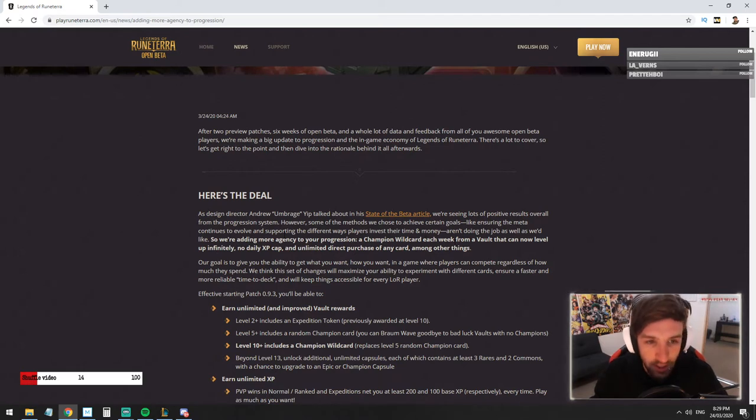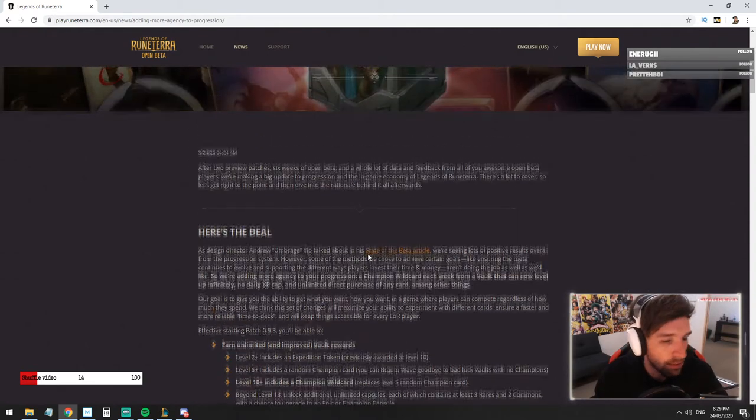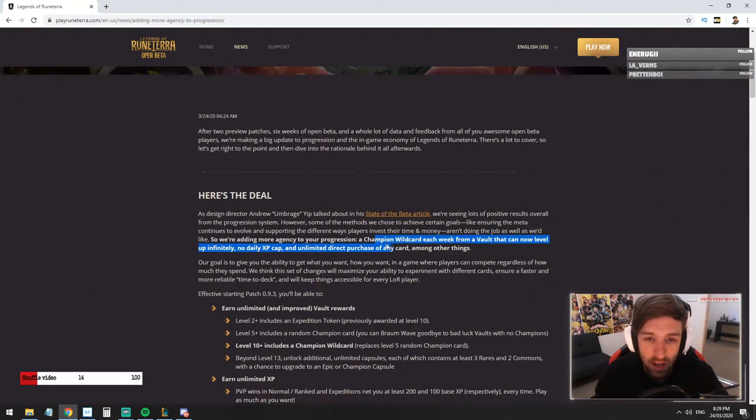Okay, I'm listening. So we're adding more agency to your progression. Here we go, 360 moment right here. A champion wildcard each week from the vault that can now level up infinitely. No daily XP cap. This is the one that makes a lot of sense to me. Why would there be a cap? Why would you punish players that are grinding out? Reward them by at least letting them progress at the pace they would like to.